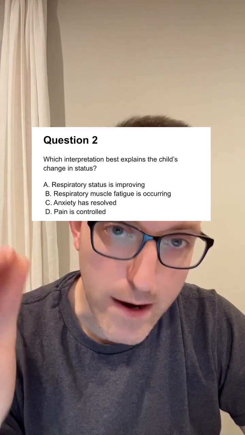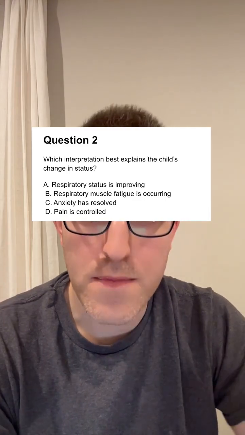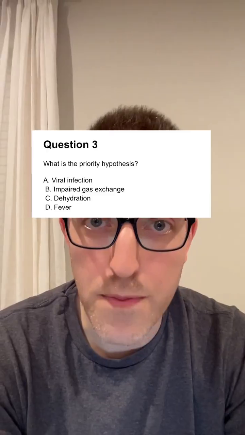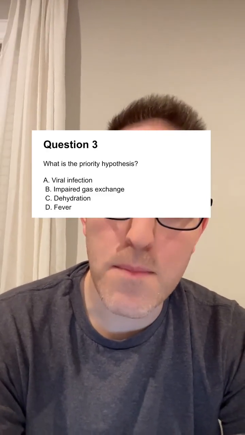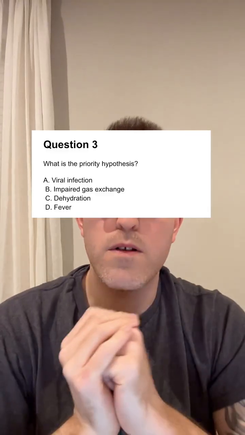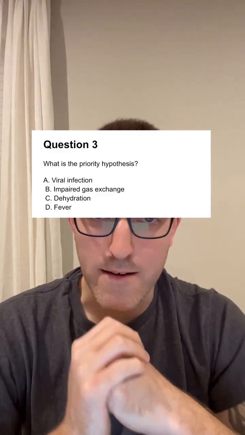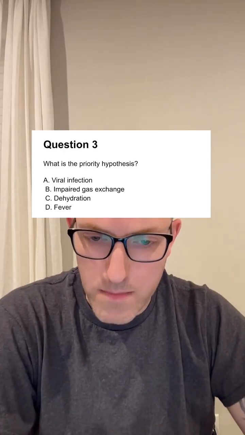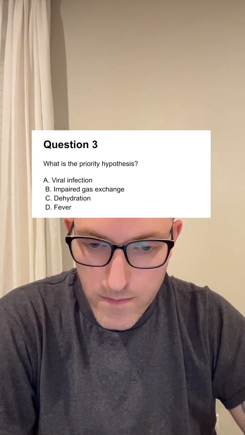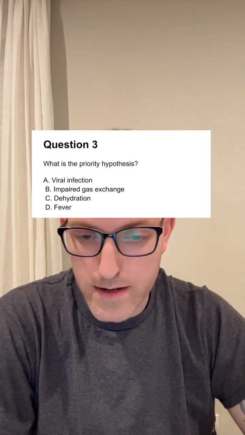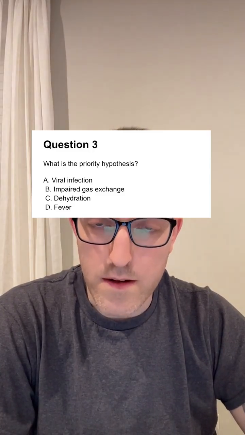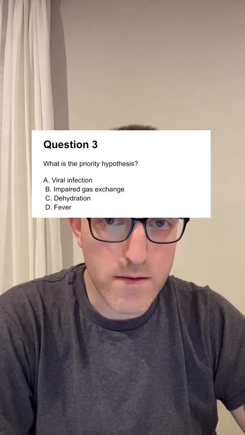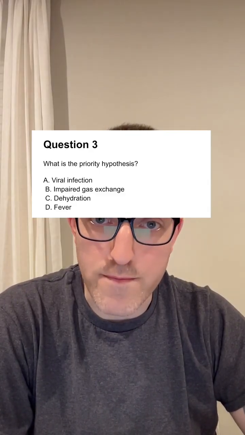So next, question 3 is what? Looking at the prioritized hypotheses. So let's jump into question 3. What is the priority hypothesis for this little baby? It is a baby, right? 3-year-old. All right, toddler. This one should be pretty straightforward.